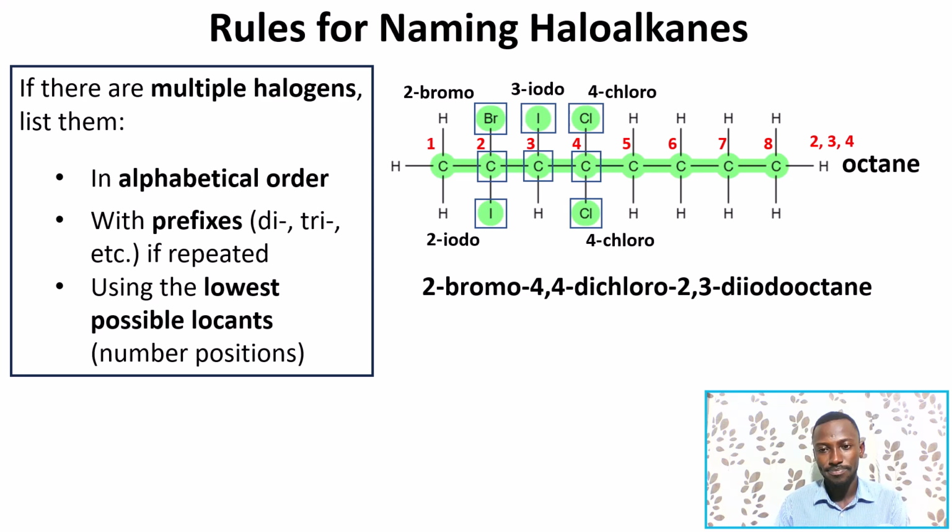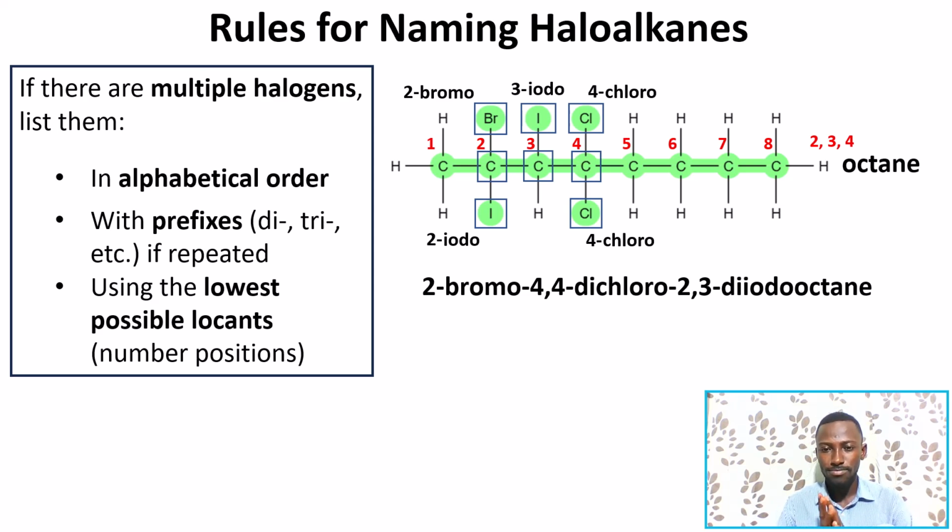Then we have 2,3-diiodo. Iodo means there's an iodine atom present, but di means there are 2 of them. And the 2,3 tells us that the first one is located on carbon number 2 and the second on carbon number 3. And octane tells us that the longest continuous chain of the parent alkane has 8 carbons.